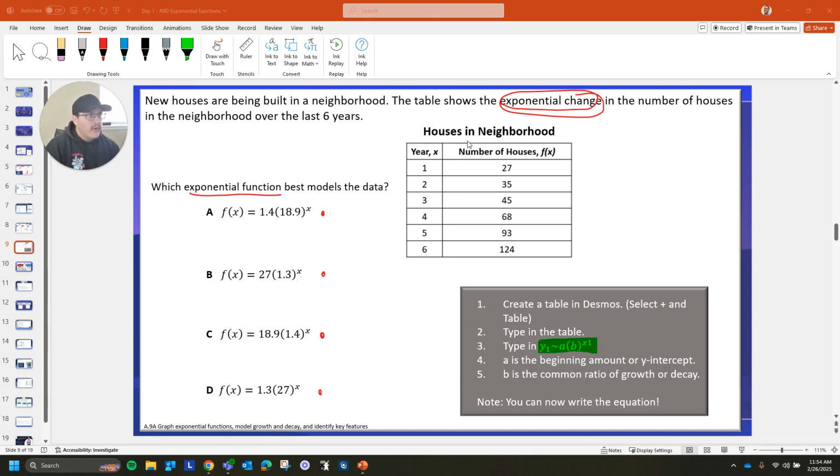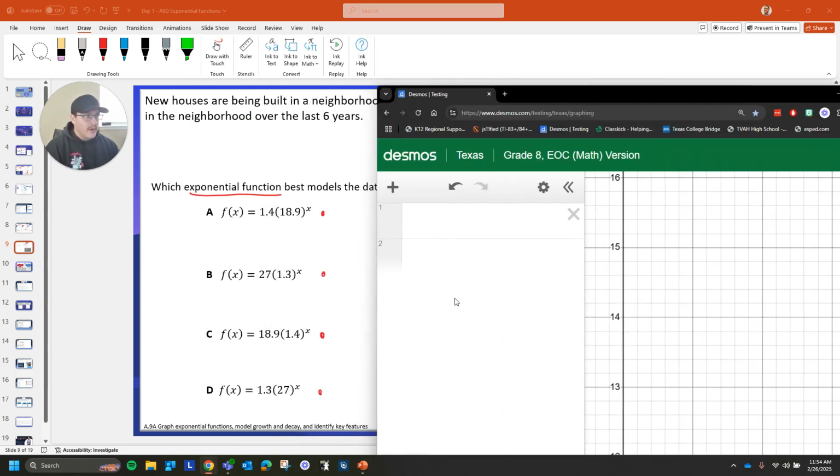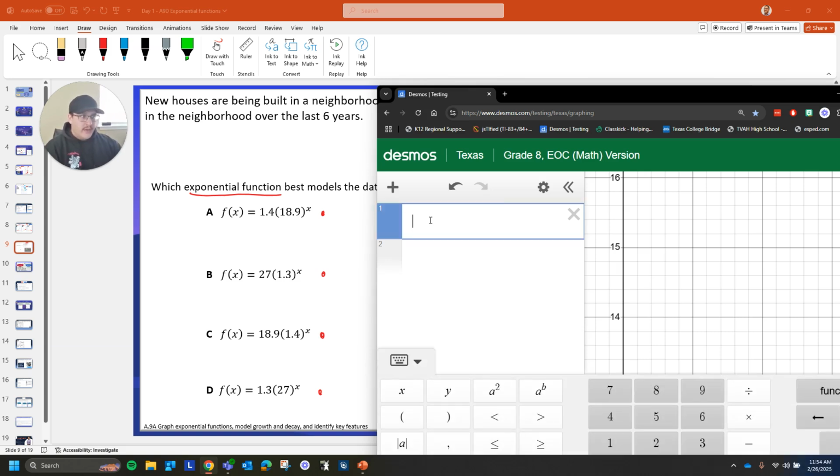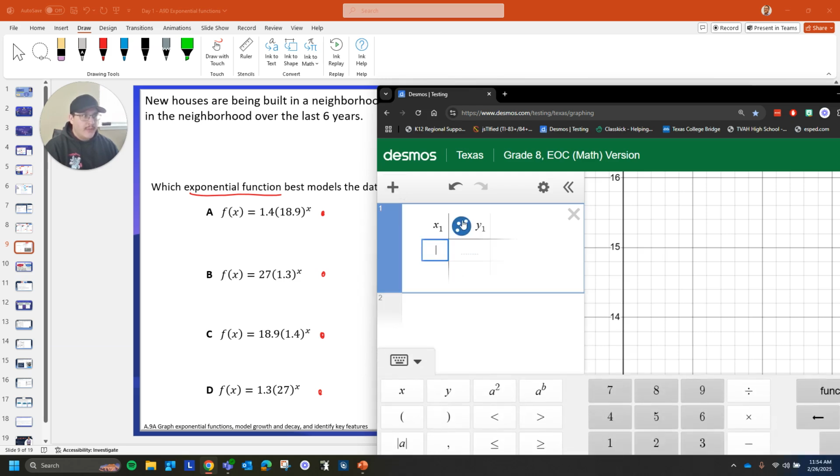So what we're going to do is, to find the best model, we're going to plug all this data into Desmos by creating a table in Desmos. So whatever you have in your equations, make sure they're deleted. And wherever you have this, preferably on the first line, you're going to click the plus button and then click the table option. It's going to give you an XY table.